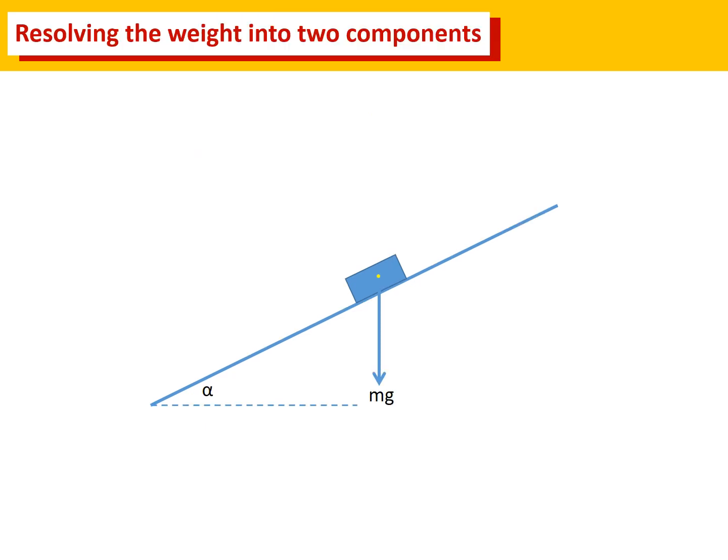We now wish to resolve our weight into two components. We've done that in a previous video, but in that video it was horizontal and vertical components. This time it's going to be components parallel to the incline and perpendicular to the incline. Now, if we have this angle alpha here, then this angle where the red blob is will be 90 minus alpha, and therefore it will make this angle here alpha.